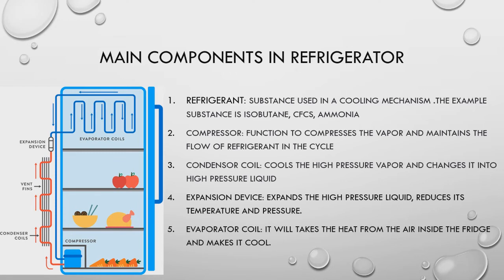Here are five main components in a refrigerator. First, refrigerant is a substance used in a cooling mechanism. Examples are isobutane, CFCs, and ammonia. Refrigerant, also called coolant, is the working fluid for the refrigerator. It takes the heat from inside the refrigerator and transports it to the outside. The most commonly used refrigerants are isobutane, CFCs, and ammonia.